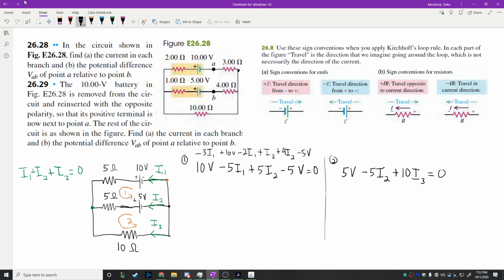Okay, next step is to rearrange these equations so that they look like the ones we did before. So this one here is going to become negative 5I1 plus 5I2. There's no I3s that show up here, so we'll put plus 0I3.